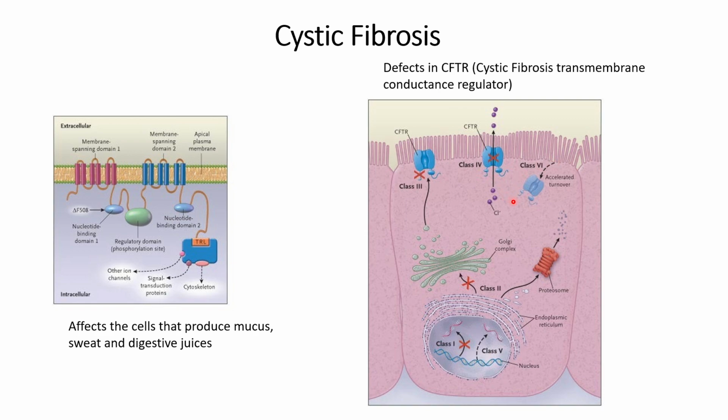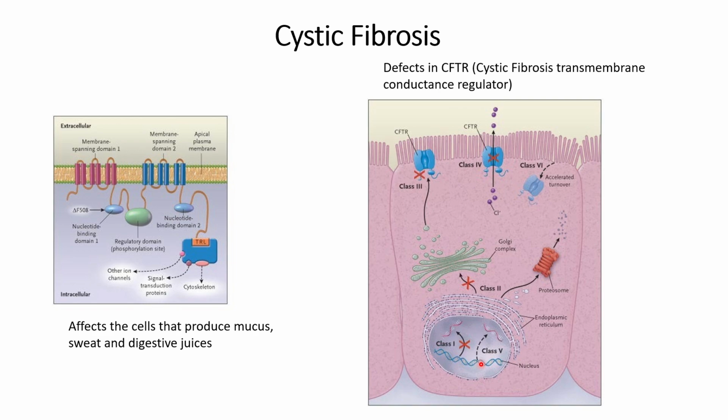In the class 4 defect, what happens is that the CFTR is not able to express at the cell surface level, and the cell membrane accelerates the turnover of this CFTR. So this will create a lesser amount of CFTR present at the cell membrane. The last one is class 5.